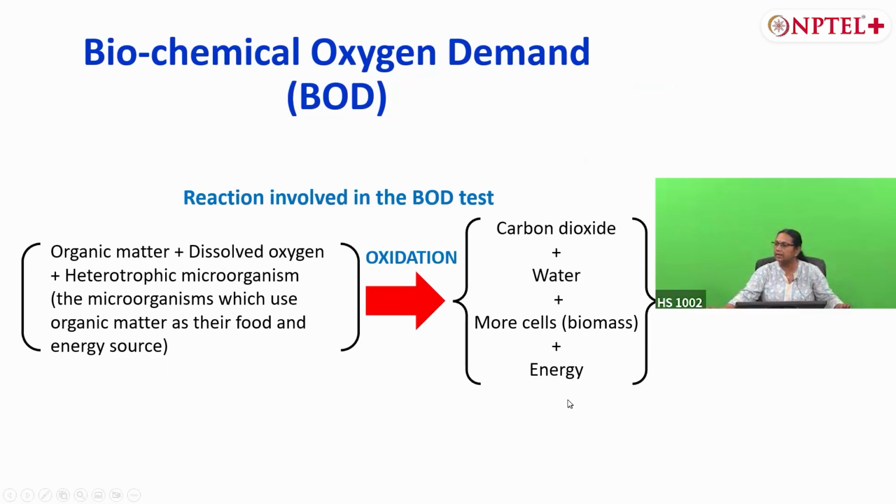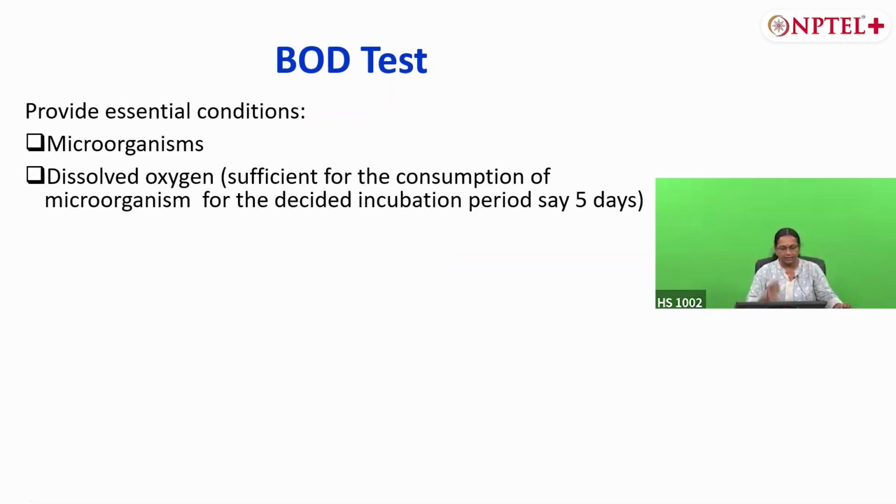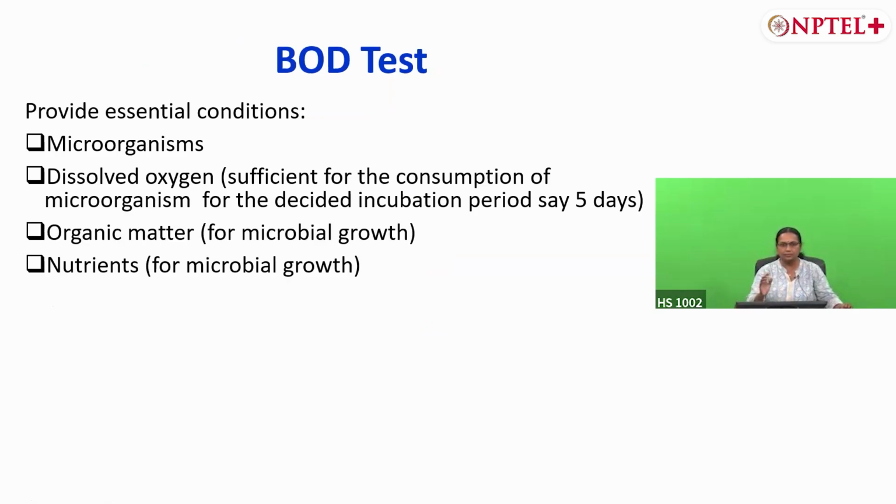So this is the reaction happening in the BOD bottle. This is important: provide essential conditions. That means if you have to get the BOD, you have to have microorganisms, a sufficient amount of dissolved oxygen, organic matter, and then nutrients, because we all need nutrients. Similarly, microorganisms also need nutrients. How to find the BOD5?